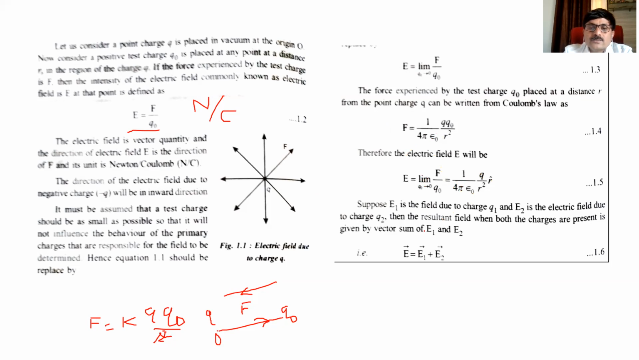Now suppose there are 2 or 3 or 4 charges and we have to calculate the electric field. Then that electric field is given as the vector sum of the electric fields due to all the charges. If there are charges Q1 and Q2, and because of these charges the electric fields are E1 and E2 respectively, then the electric field at the particular point is given as the vector sum: E equals vector E1 plus vector E2. So this is about the electric field due to the charge.